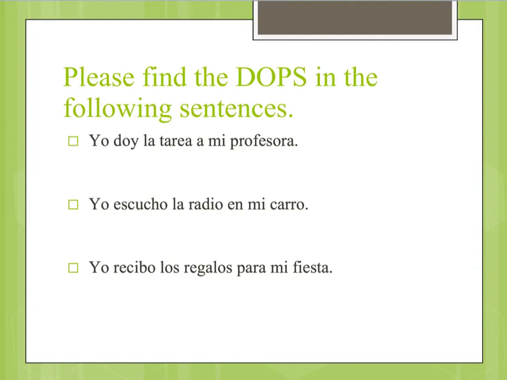Please find the DOPs in the following sentences. Yo doy la tarea a mi profesora. Yo escucho la radio en mi carro. Yo recibo los regalos para mi fiesta. So again, remember that you find the verbs and then you ask the question, who or what?